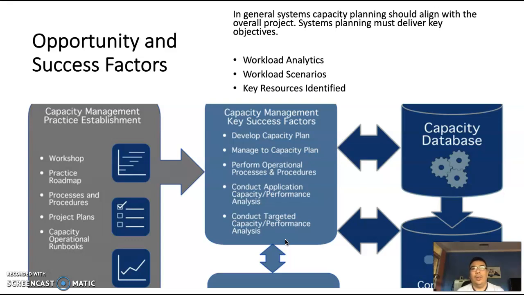The way we should be doing this is, in general, we need to plan the system capacity so that it aligns with the overall project that we're doing. Some of the key areas that we can look into for success are providing workload analytics of the systems, workload scenarios, and identifying the right and proper resources so that we can be successful in projects related to the information technology department.